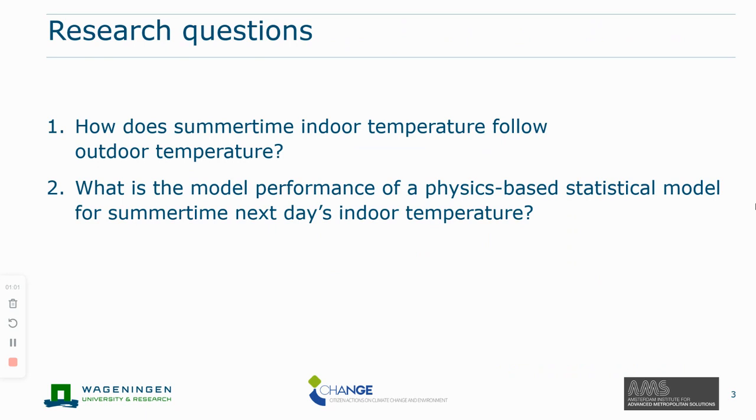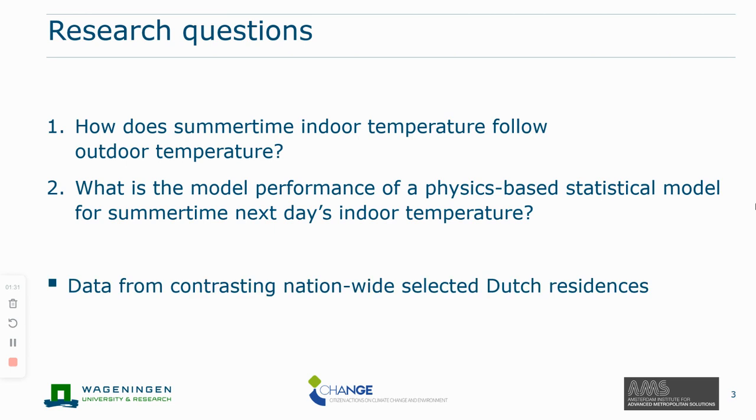I focus on two questions. The first one is, how does summertime indoor temperature follow the outer temperature? In other words, how are they correlated, both in magnitude but also in time? The second question is, what is the model performance of a physics-based statistical model for summertime next day's indoor temperature? In other words, how can we model this indoor temperature with not too elaborate a model?